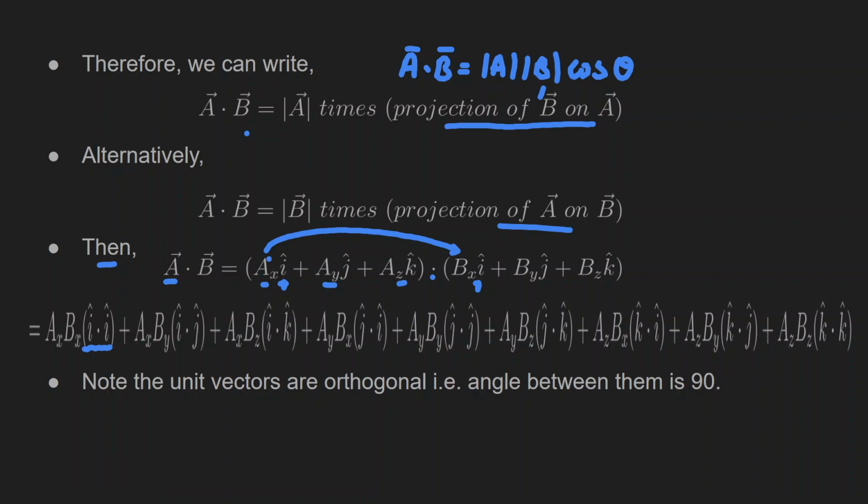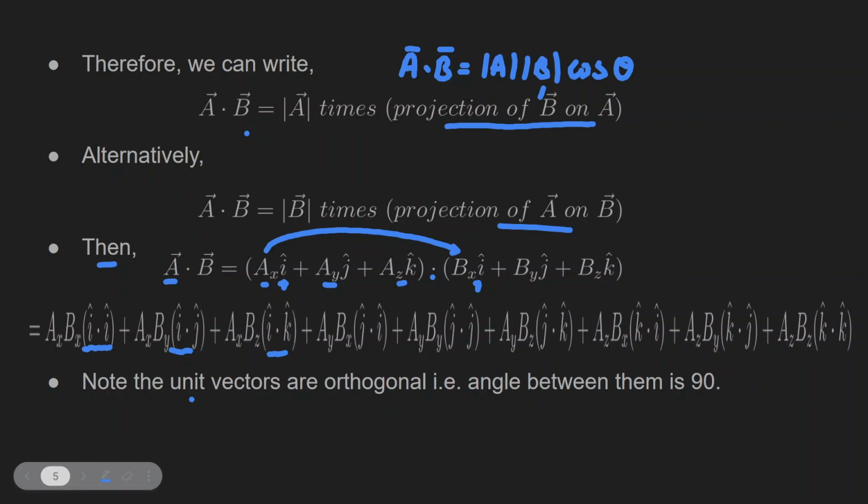Now similarly the first term and the second term: Ax By i, there is a dot in between, and j. So i dot j. This is how the terms are coming. Ax Bz i, there is a dot in between and k. So this is how the third term comes. Similarly now Ay, so if we perform this we will get every term.